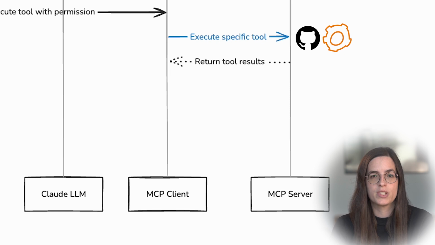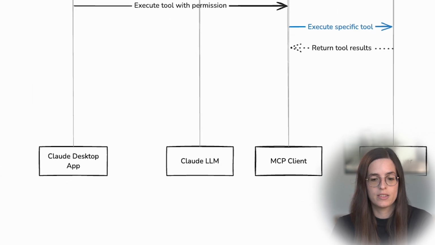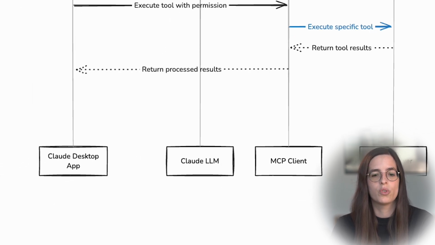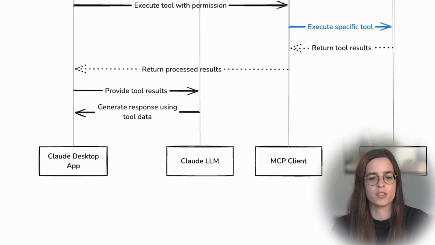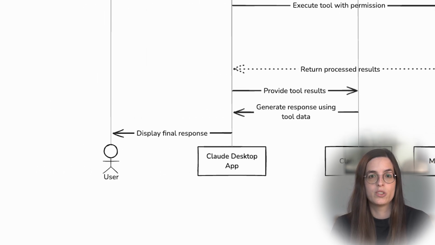Once the MCP server sends this response, the client forwards it to the desktop app. And now the desktop app is able to send the information that the LLM had asked for, saying, these are the pull requests in this repository. And then the LLM is going to interpret this result and transform it to text. And that's how the app is able to display this final response to the user.